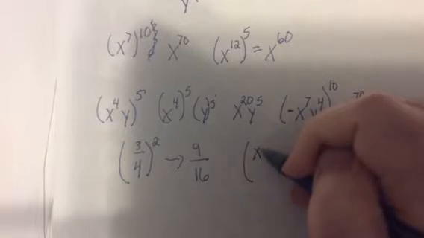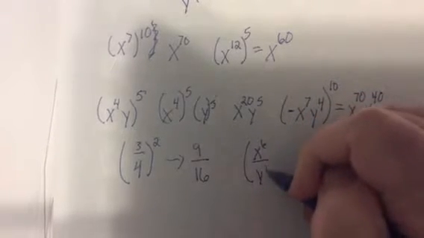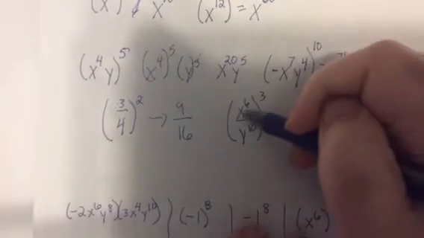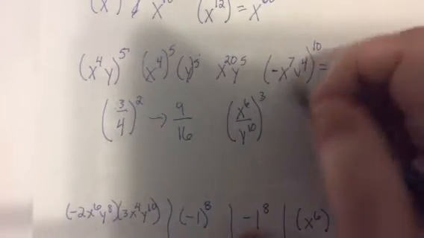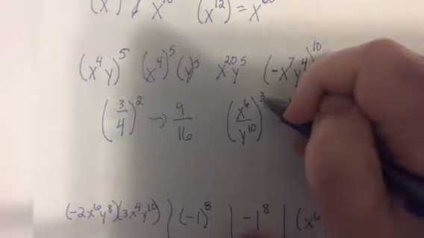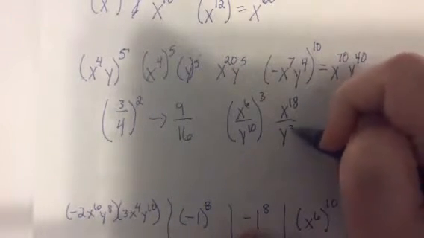So if I said x to the 6th over y to the 10th, all to the 3rd, you'd say x to the 6th to the 3rd. That'd be x to the 18th. And y to the 10th to the 3rd is y to the 30th.